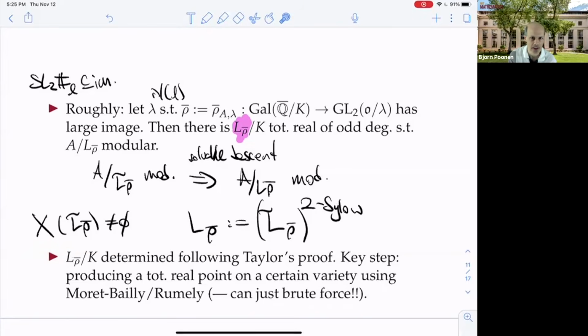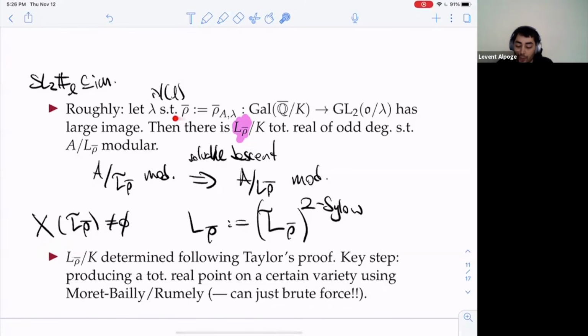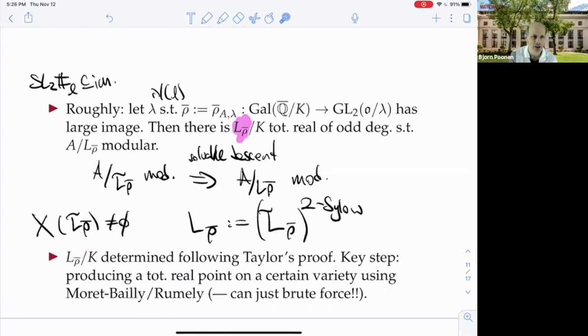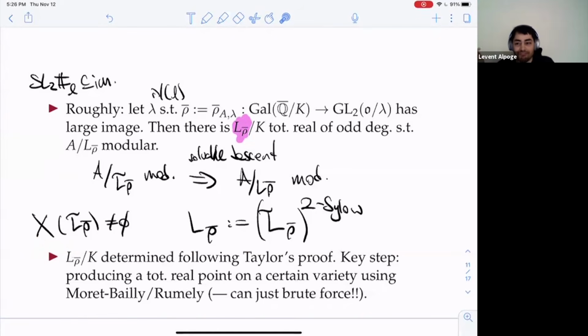So K is fixed, and you have your x. Once you have rho bar, you have x. So you just need to find a point on one variety. On one variety, exactly. And you just brute force it, is all I say. Yeah, I don't like this brute force, as you said. Anyway, more importantly, call me Peter now. Okay, Peter, and Peter doesn't like it either.